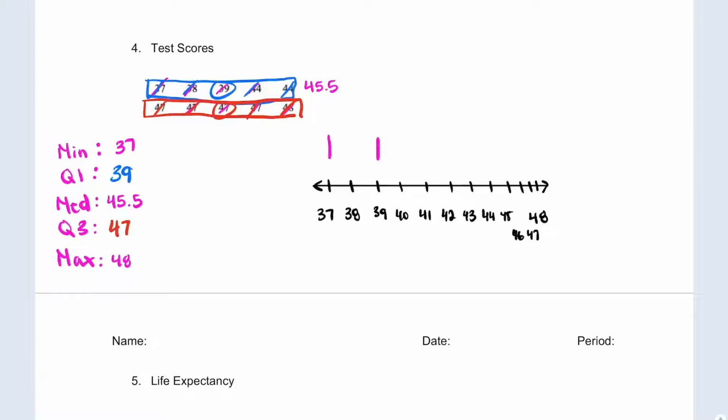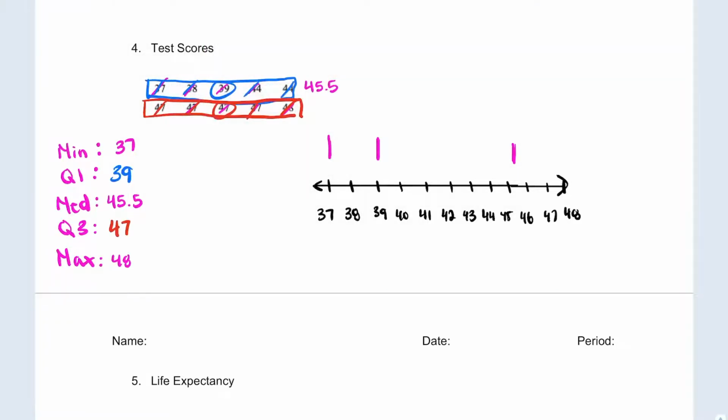45.5 is my median. 45.5 is like all the way over here. 47. Actually, guys, I'm gonna make this a little bit more spaced out. I know I just told you that it doesn't need to be perfect, but it's gonna bug me. Okay, 45, 46, 47, and 48 is going to be at the very end. Okay, that's a little better.